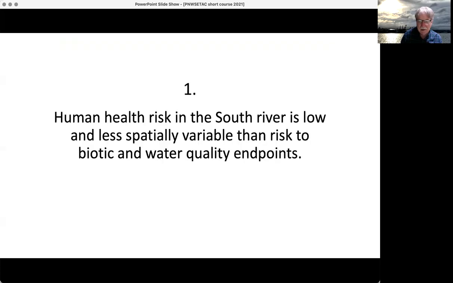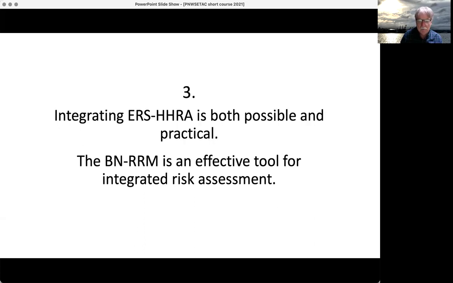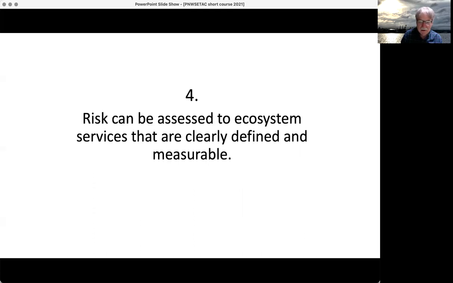Key findings: the human health risk in the South River is low and not as spatially variable as the risk to the biotic and water quality endpoints. So human health is not going to be the major driver here. Mercury and other stressors increase the risk of exceeding water quality standards and limiting river use for recreation. It's very possible to look at ecological risk assessments and to connect the human health aspect to it, and you can do this through a Bayesian network.